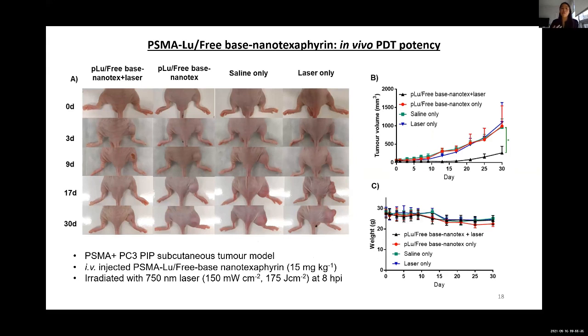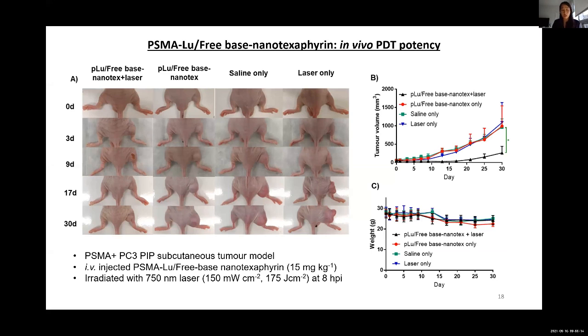Using the information we obtained from our imaging and gamma counting, we decided that the 8-hour post-injection time point was optimal for us to perform this study. We compared our treatment group, which is the nanoparticle injected intravenously again, and then the tumor subsequently irradiated with laser. When we compare this group to our free control groups, which are nanoparticle only, saline only, and laser only, we're able to see some photodynamic therapy occurring at the tumor site.